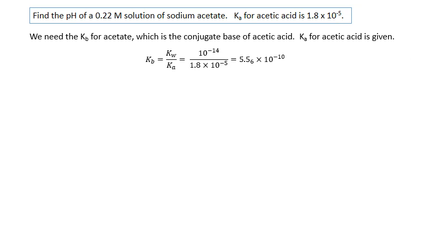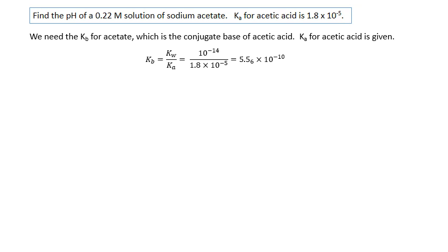Okay? 10 to the minus 14 divided by 1.8 times 10 to the minus 5. It's 5.56 times 10 to the minus 10. I should mention that 6, that's subscript 6. It's not actually significant here, but since it's an intermediate result, I'm carrying an extra digit. So that 6 is the extra digit. But also, 10 to the minus 10, okay? That's not a big number. Kb for acetate is very small. That means it's a rather weak base, okay?